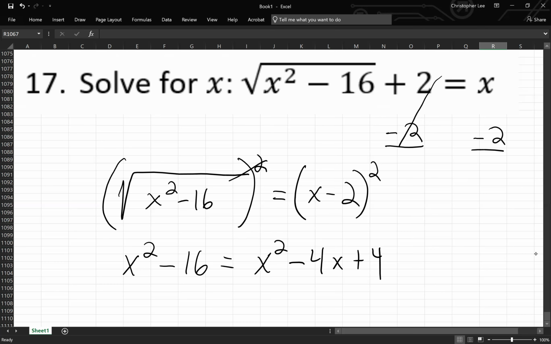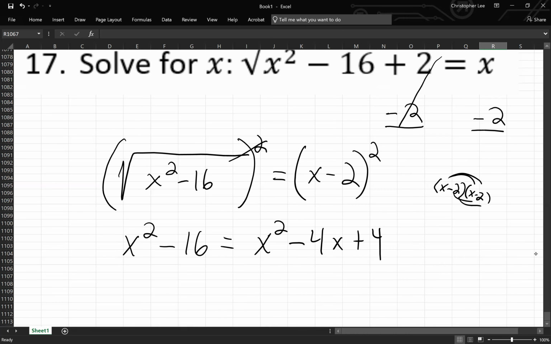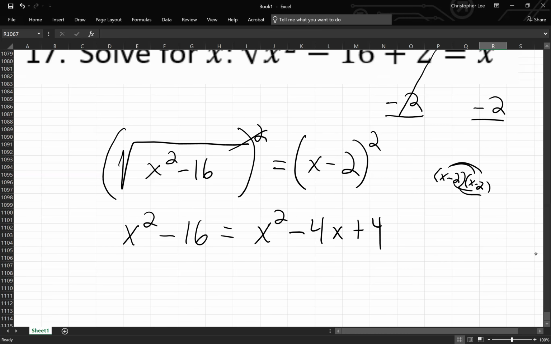If you have trouble seeing how I did that, just remember this one. This is x minus 2 times x minus 2. Then you just FOIL it, all that good stuff, combine like terms. You'll get this answer out, right? Anyway, after that, let's solve for x, right?